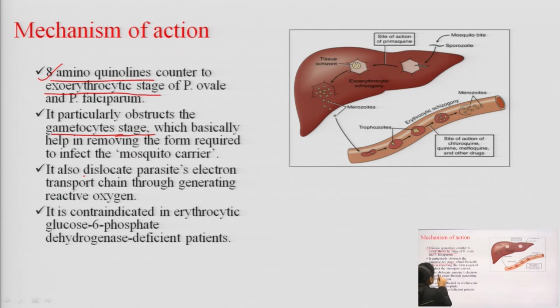It also dislocates the parasite's electron transport chain by generating reactive oxygen. It is responsible for the formation of free radicals. These free radicals, or reactive oxygen species, disturb the electron transport chain in the parasites. Then there is no formation of purine and pyrimidine bases, hence it leads to the death of the parasite.